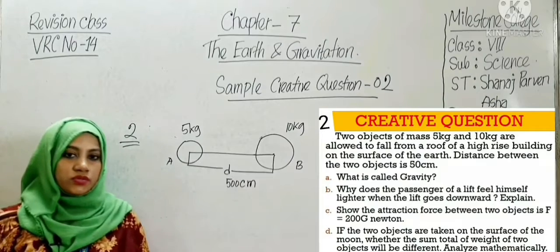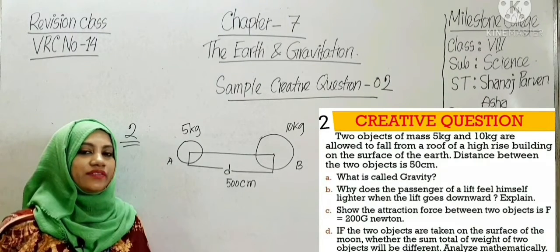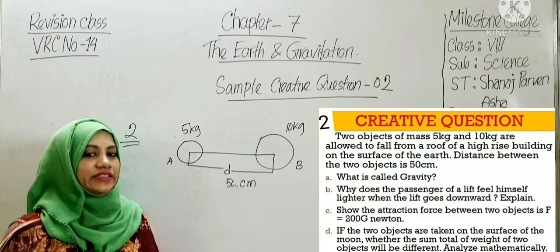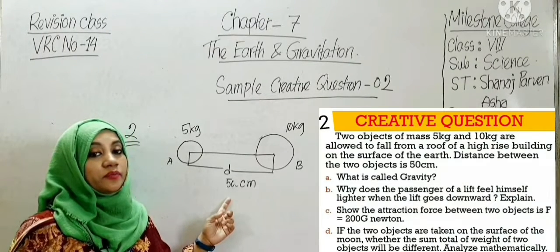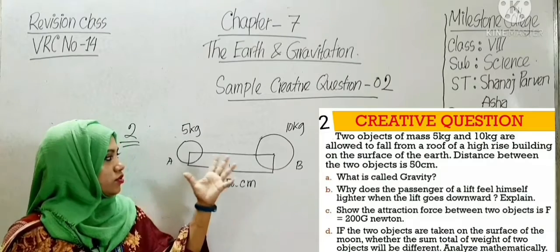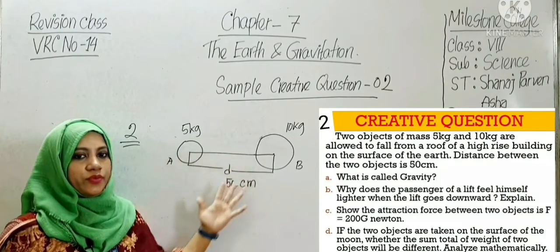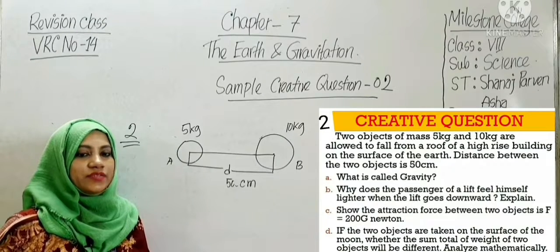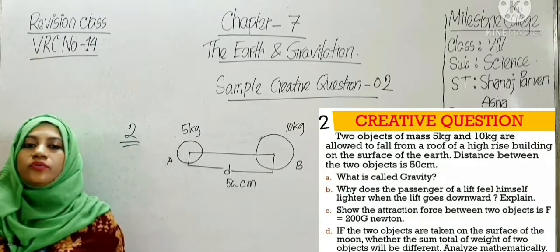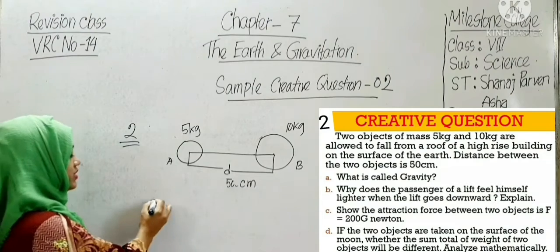One thing you must know, if anything is written in gram, you have to convert it into kg. If anything is written in centimeter, you have to convert it into meter. Okay. So actually this is the diagram, this is the phenomenon, and both are falling from a high-rise building. Okay. Now, A number question. What is gravity?